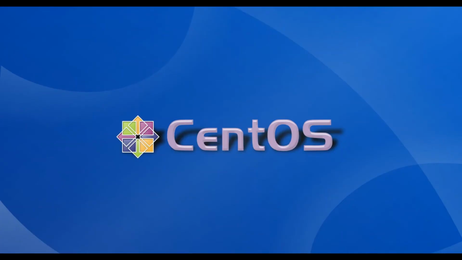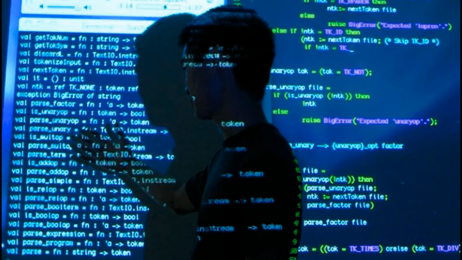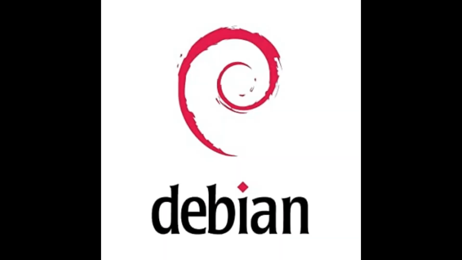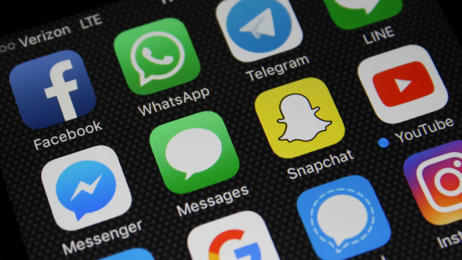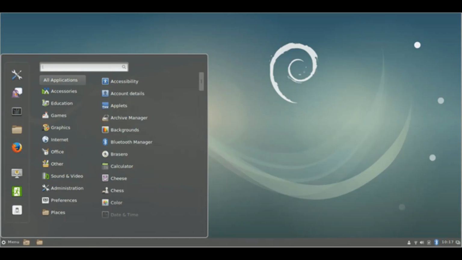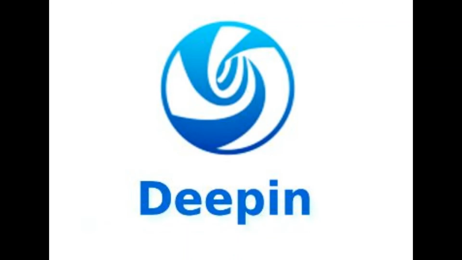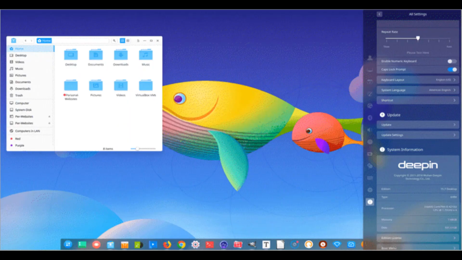Number 8. CentOS. It is best for coding, personal and business use. Its price is free. Number 9. Debian. It is best for running apps. Its price is free. Number 10. Deepin. It is best for running applications. Its price is free.